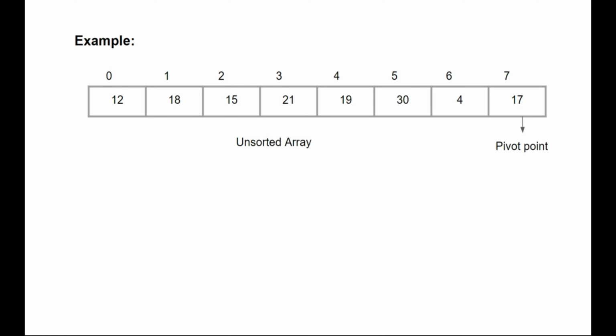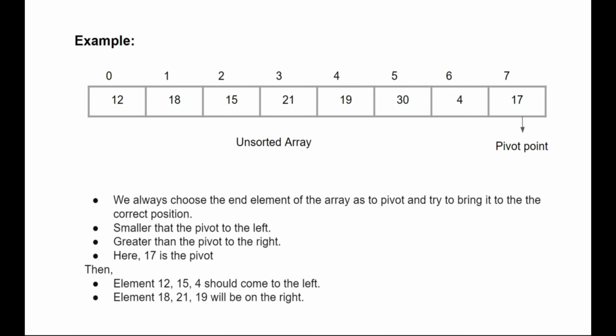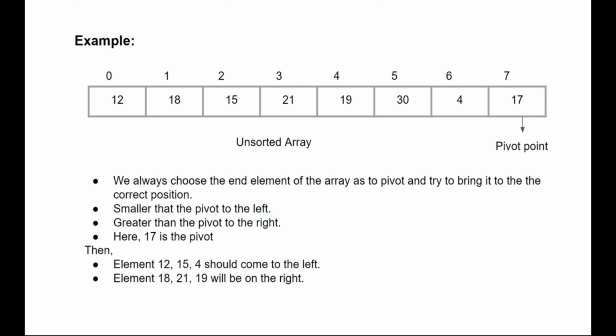We are going to partition the array in such a way that all the elements less than the pivot element, that is 17, are to the left side of the pivot element, and all the elements greater than the pivot element are to the right side. If an element is equal to the pivot element, it can go either way, right or left. It depends on how you implement the logic.